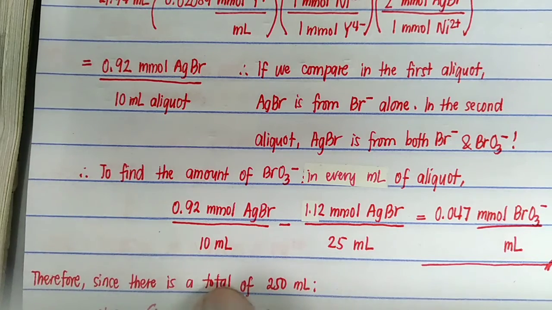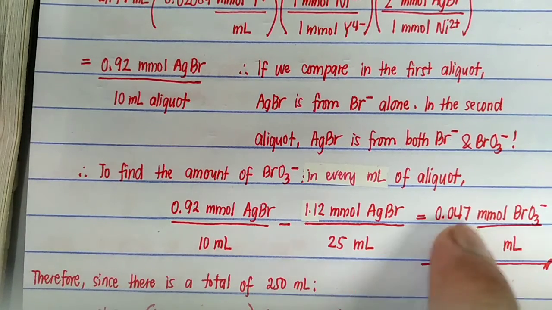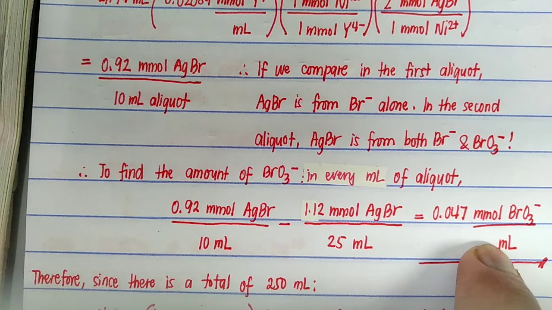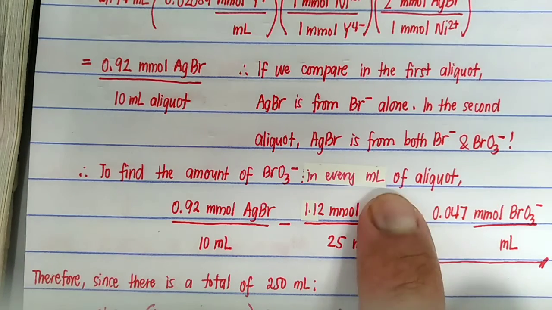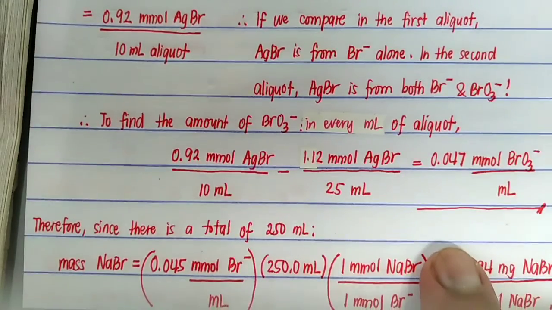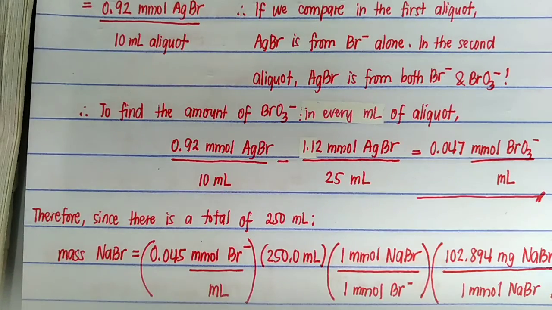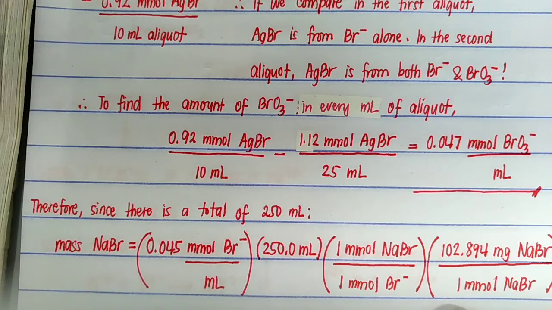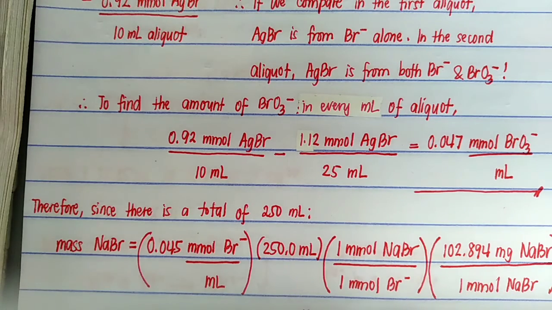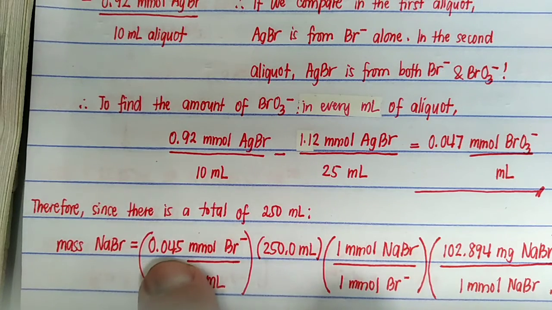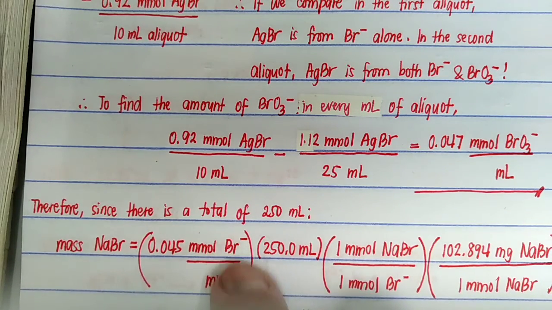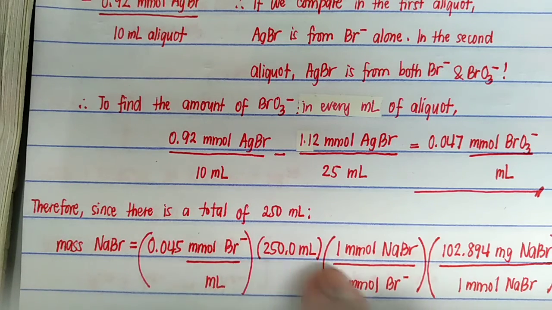Originally, there was a total of 250 ml. So this amount over here, we multiply it by 250. Same with the other value that we got on the previous page. And that's how we're able to compute the mass of our compound that we're looking for, which is first sodium bromide. So from the previous page, we have 0.045 millimoles of bromide for every ml multiplied by the total volume.